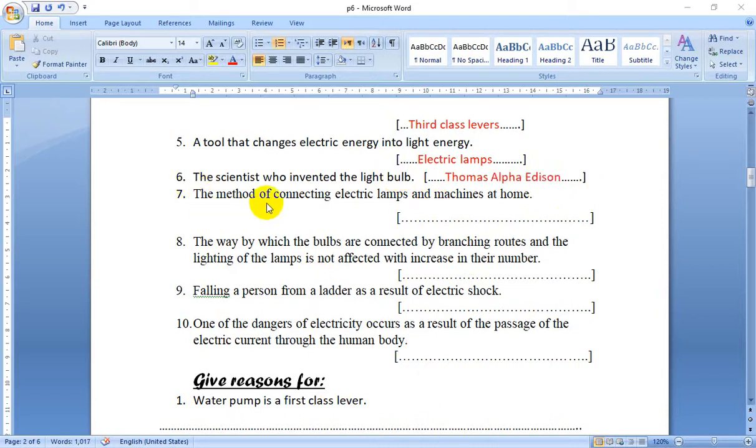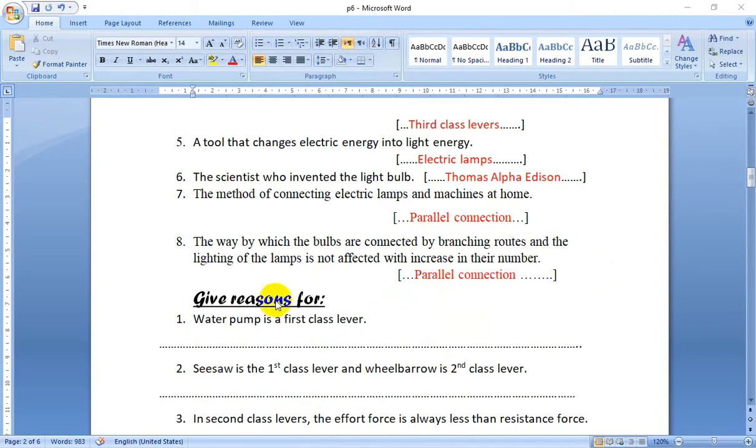Number 7. The method of connecting electric lamps and machines at home. At home we use parallel connection. Number 8. The way by which the bulbs are connected by branching roots, and the lightning of the lamps is not affected with increase in their number. So branching roots and not affected with increase in their number, so this is parallel connection also.